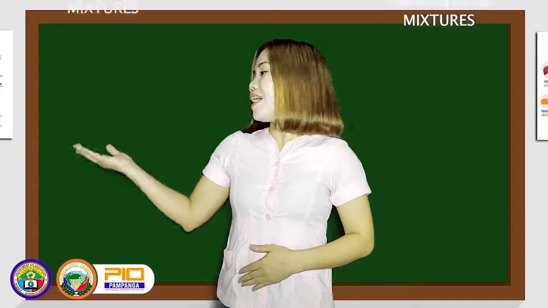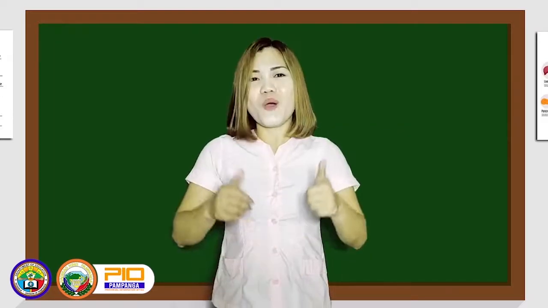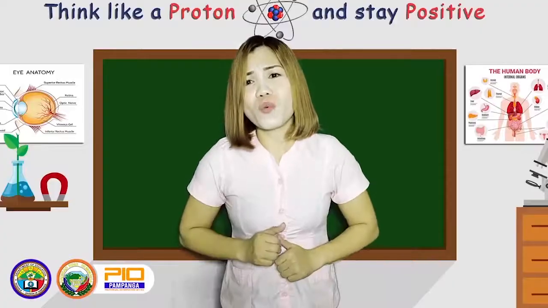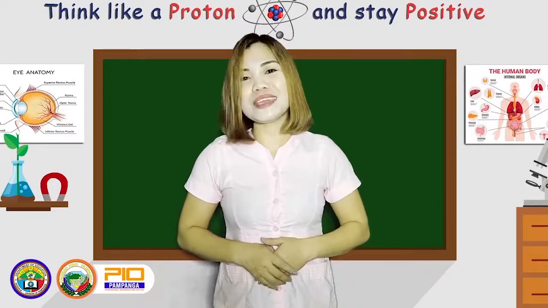Your answers? Let's see if you get a perfect score. What mixtures are written under homogeneous mixtures and heterogeneous mixtures? Wow! Amazing! You got them all correctly. Kids, were you able to identify homogeneous from heterogeneous mixture in the first activity?